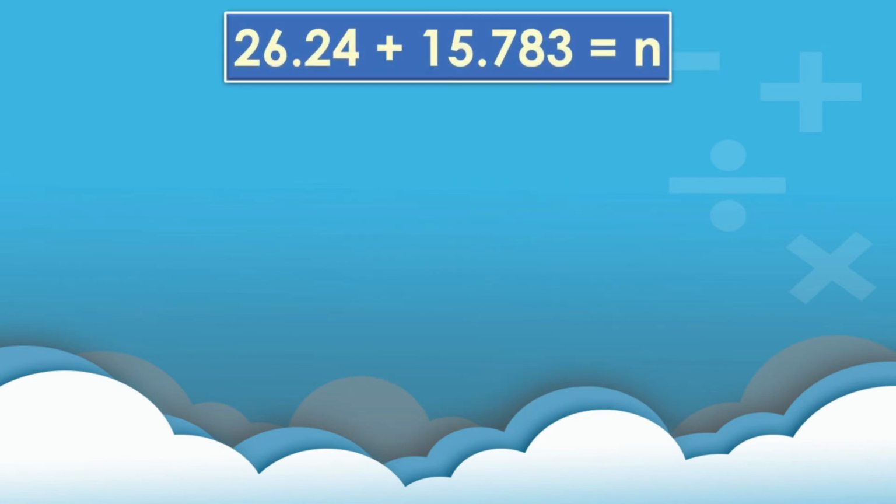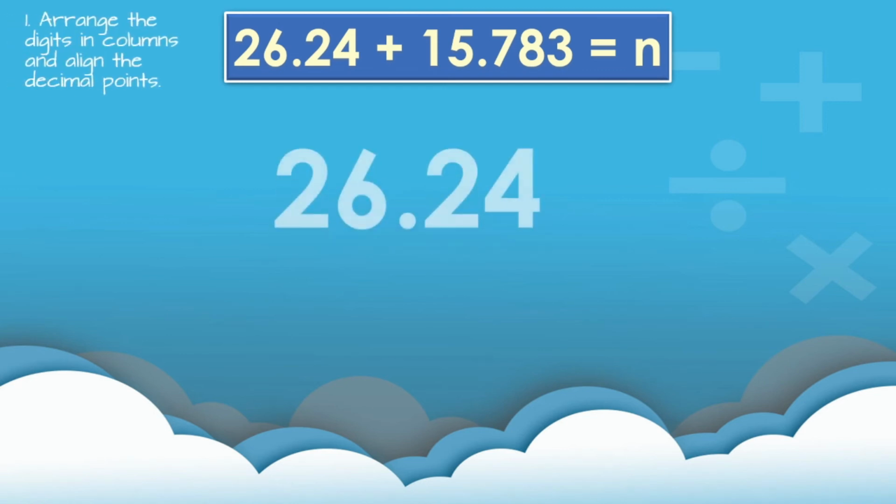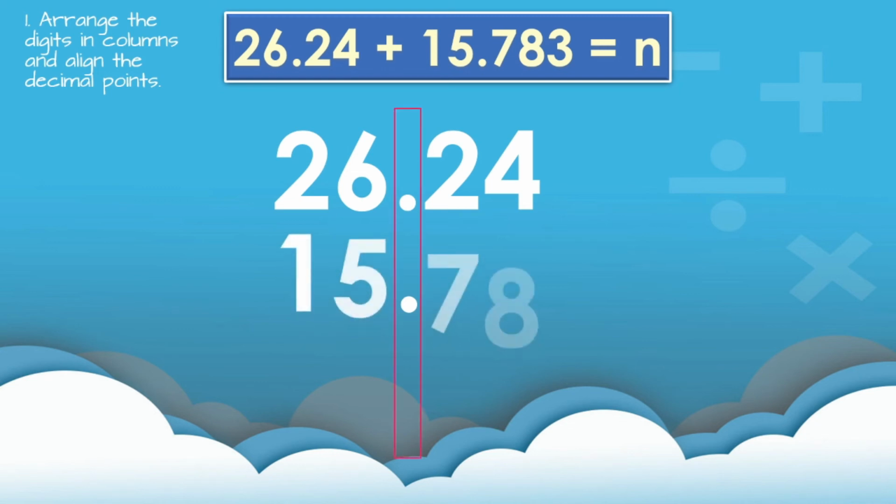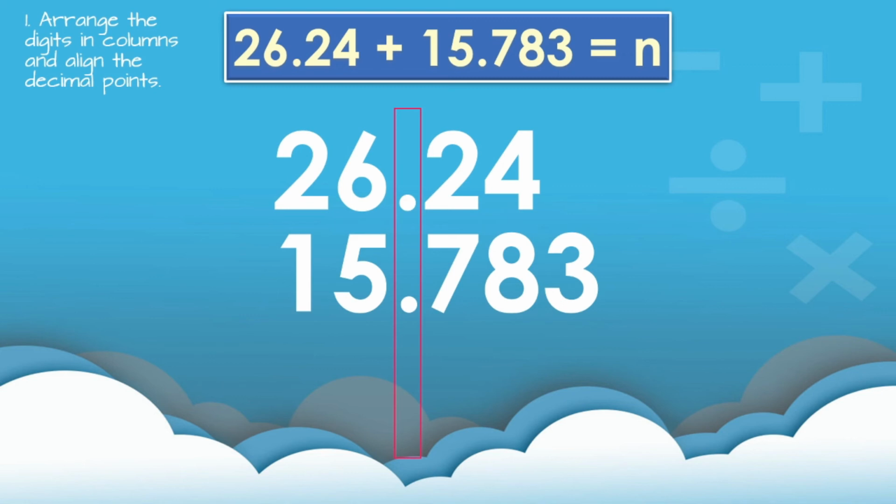One last example. So 26 and 24 hundredths plus 15 and 783 thousandths. Now, again, unang gagawin? So, of course, i-align natin sila in column. So, 26 and 24, align the decimal point. Si 5 is naka-align kay 6, si 1 is naka-align kay 2. Si 7 naka-align kay 2, and si 8 naka-align kay 4. So, that's how we are going to write the second addend.